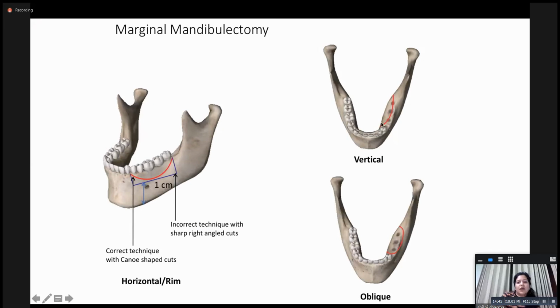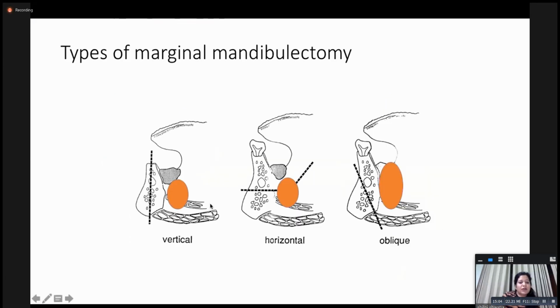Another type is the vertical type, and the oblique type. In the vertical type, we remove the teeth and we take a vertical slice of the mandible. In oblique, we start with the horizontal, but as we reach the middle, we have to change the direction of our saw and we go vertically down. I will show you better in this diagram, and I'll show you why it is important.